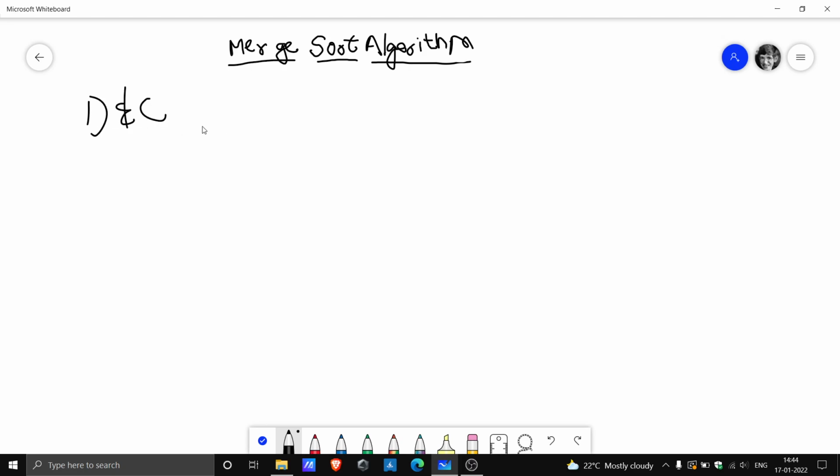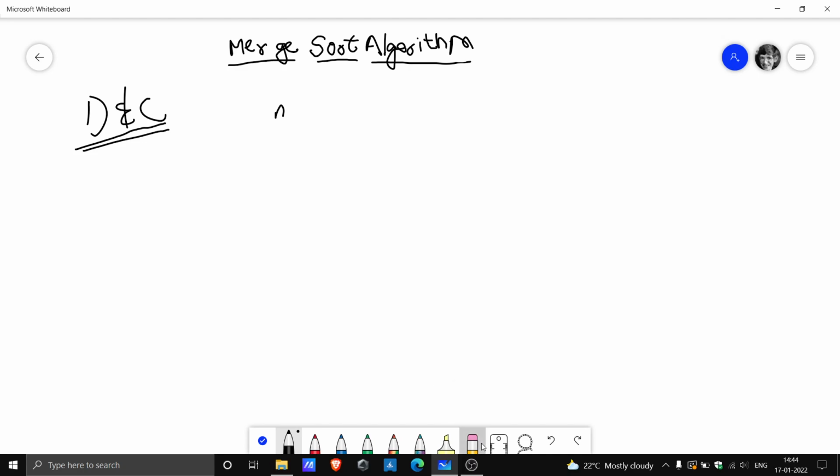So even before I get to what merge sort is, it'll be too confusing for you to understand without understanding what this divide and conquer means, right? So let me just explain it very simply. Let's say we have a problem of size n. The problem is size n, so it's a very big problem.